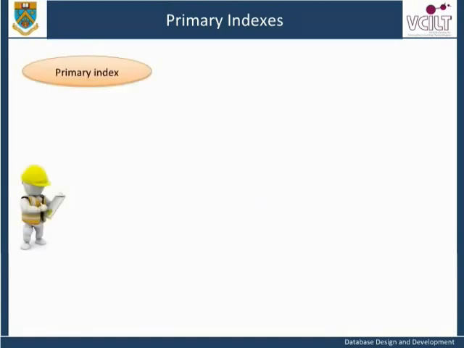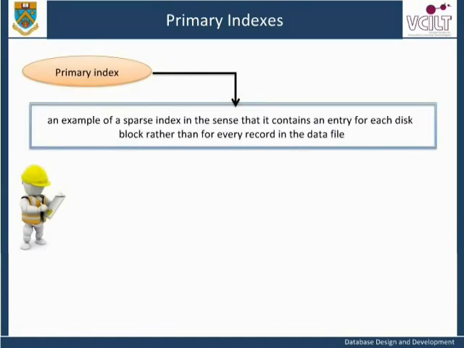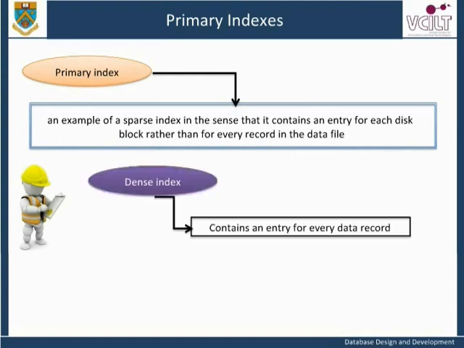A primary index is an example of a sparse index, in the sense that it contains an entry for each disk block rather than for every record in the data file. A dense index, on the other hand, contains an entry for every data record. In the case of a dense index, it does not require the data file to be a sorted file. Instead, it can be built on any file organization, typically a heap file.